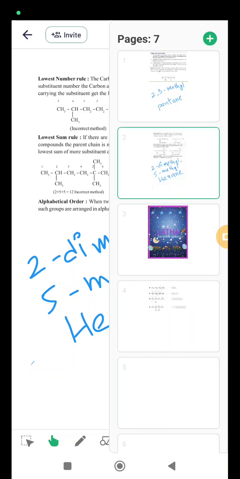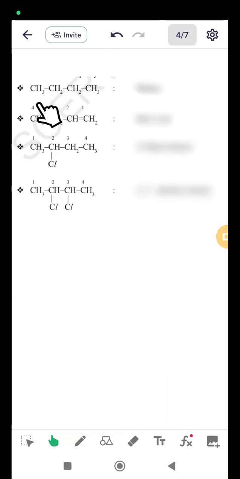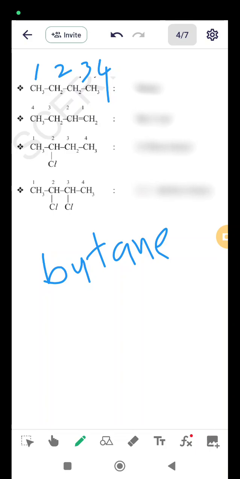And the next rule, that is alphabetical order. So we must obey alphabetical order also. When 2 or more different groups are present, such groups are arranged in alphabetical order. That we have to take. Okay, so some more examples. So here, the first one, see 1, 2, 3, 4 carbons are there and all are single bonds. So this will be an alkane. 4 means but. So how to number? 1, 2, 3, 4. So simply you can say that this is butane.